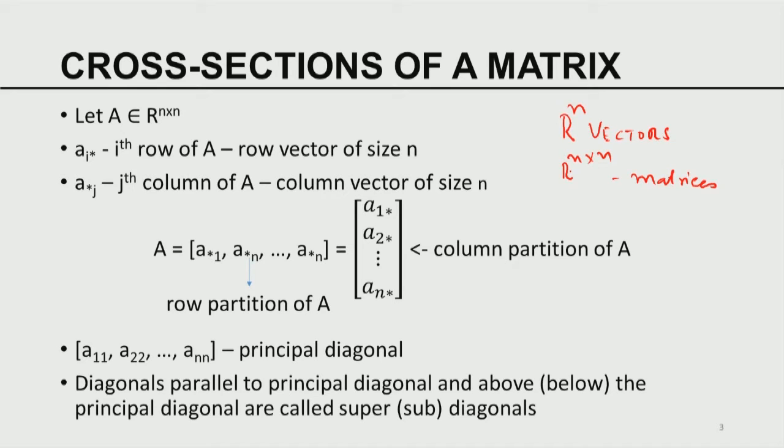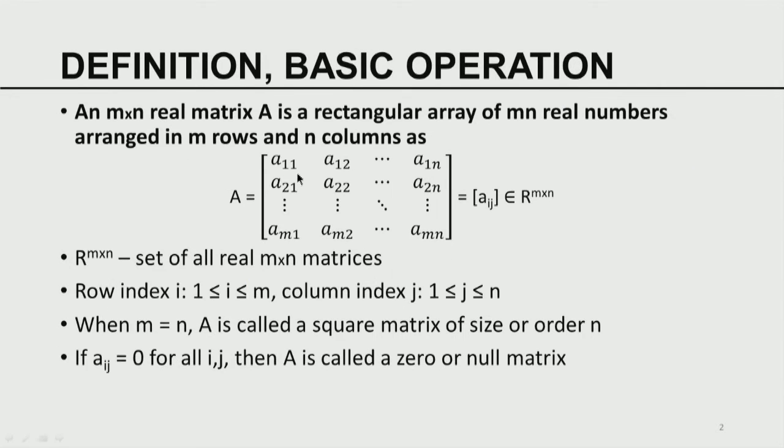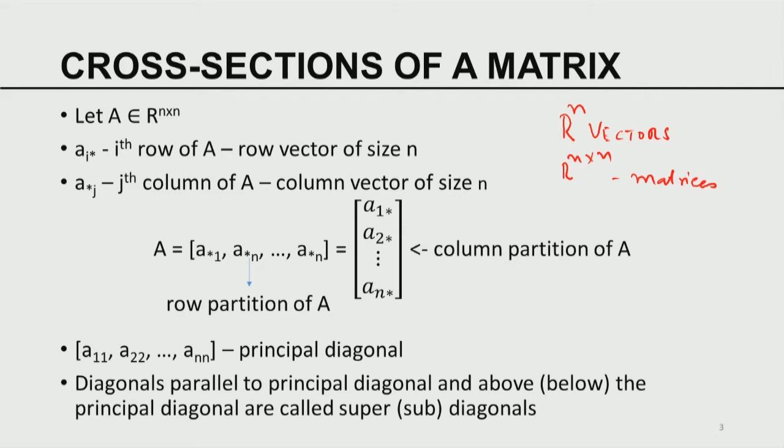I can refer to the ith row or the jth column. If you go back to the previous slide, this is called the first column, this is called the second row. So we can talk about the notion of a row of a matrix. It is important to recognize a row of a matrix, a column of a matrix. So a matrix can be represented by a sequence of columns or a sequence of rows.